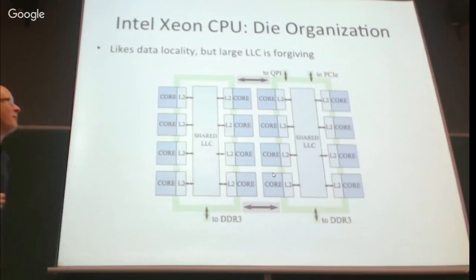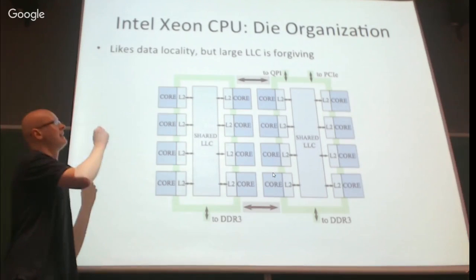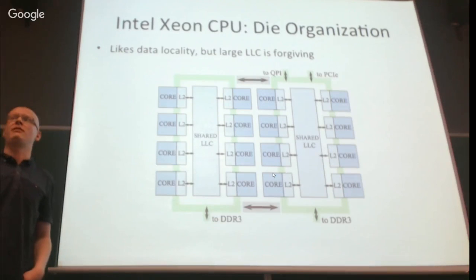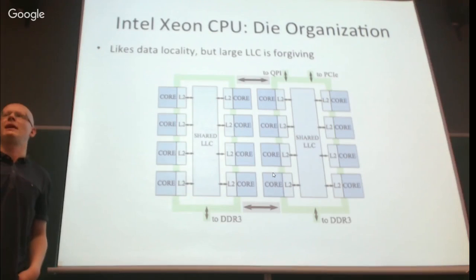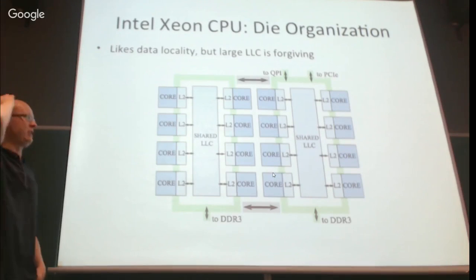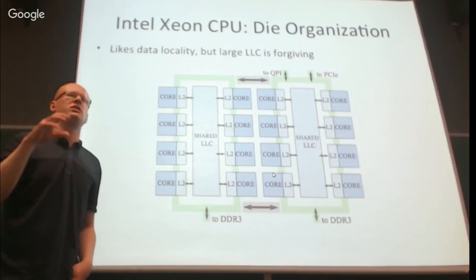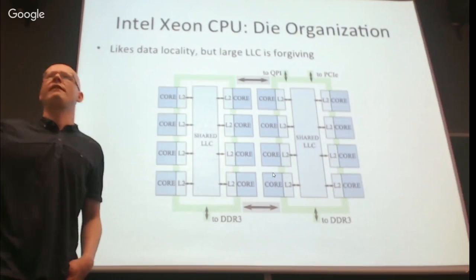So here's a little bit more on the die organization. So the Xeon CPU, and I'm talking about, let's say, Ivy Bridge here, because that's what's on Fume, the HPC system we'll use later on. It likes data locality, okay? Likes data locality because it's a parallel platform, but it has a large last level cache, LLC. So it has 3 levels of cache typically, L1, L2, and L3. And that L3 is big. And because that L3 is big, you don't suffer performance impact as much as you would on Intel Xeon Phi if your data is not local.